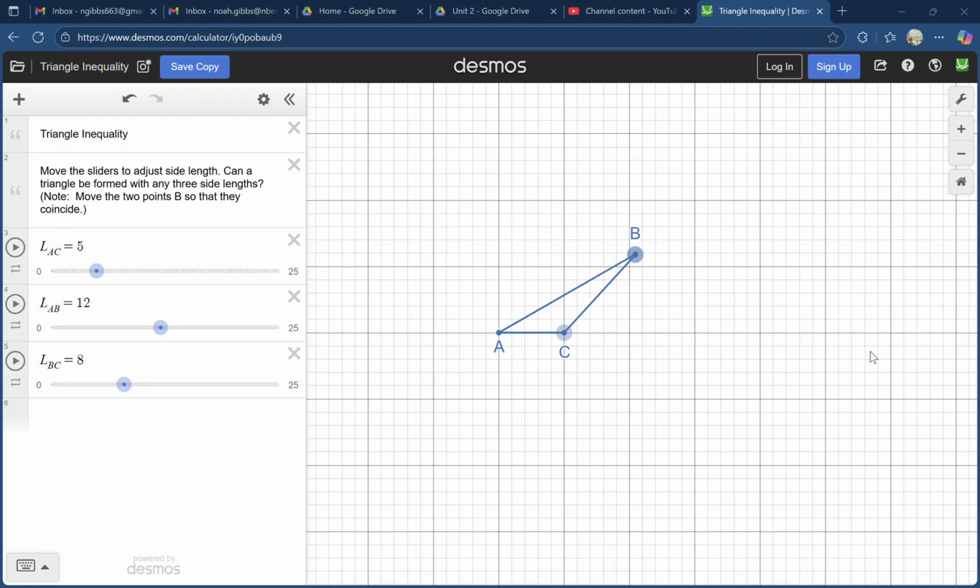And when we're writing the inequality, in this case, any value for the third length, the sum of 12 and 5, when we add them together, cannot be greater than 17, nor can it be smaller than the difference of 12 minus 5, which is 7. So just keep that in mind.